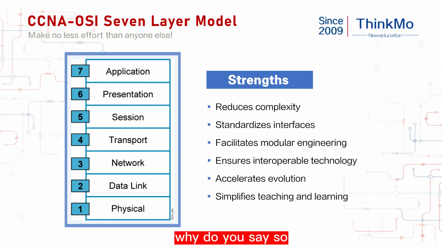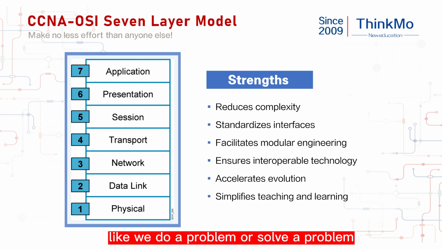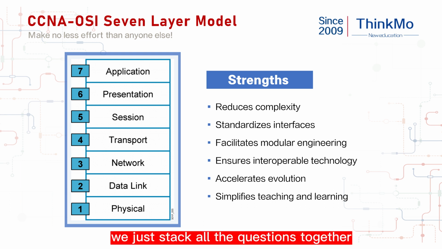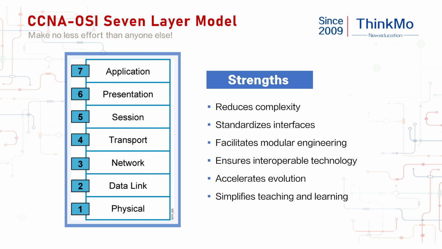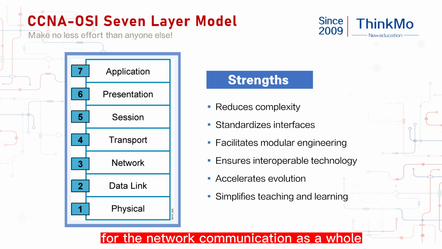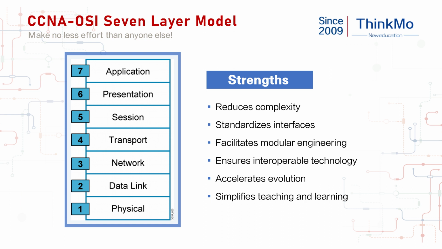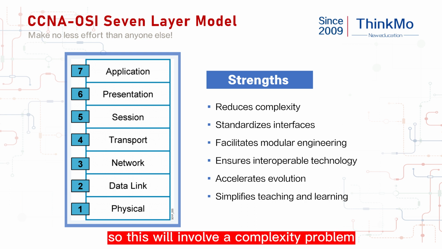Why do you say so? Like when we do a problem or solve a problem, if we divide the steps and solve them by level, relatively speaking, every step we take is simpler. If, for a complex problem, we just stack all the questions together, then for network communication as a whole, the development of our program and the process of future implementation is relatively difficult. So this will involve a complexity problem.